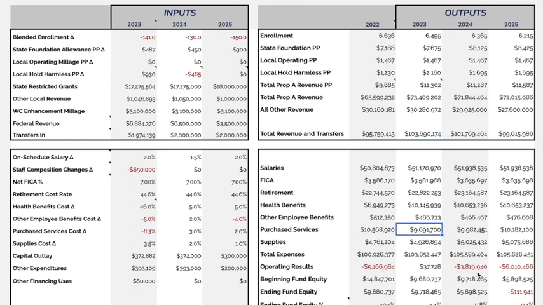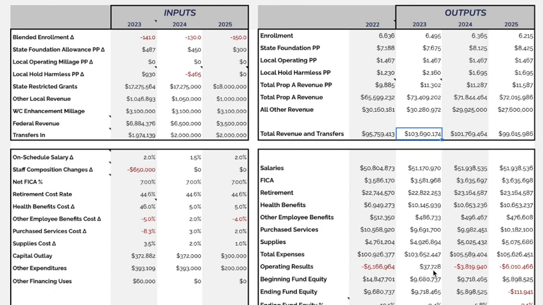Then you can see in purchase services, expenses year over year were down about $1 million. That's a pretty significant amount. Supplies were a little bit up, I think about 3%. And so total expenses are projected to be 103.6 million against revenues of 103.6 million.